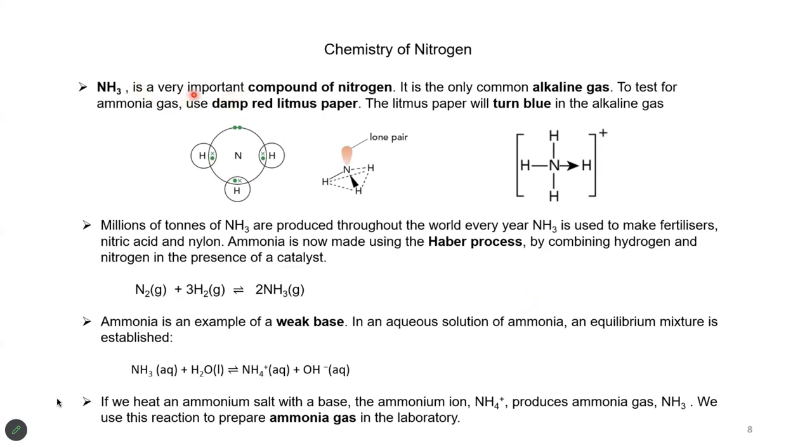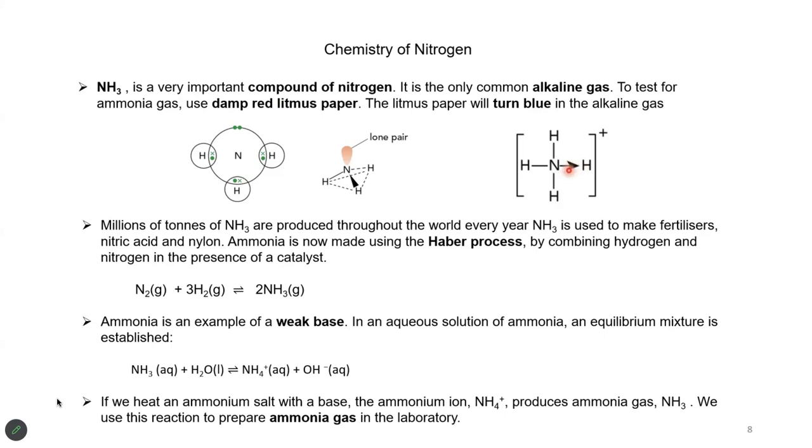Ammonia, I said, is a very important compound. It is the only common alkaline gas. Here is the dot and cross diagram of ammonia. That is nitrogen-hydrogen covalent bond, nitrogen-hydrogen covalent bond, nitrogen-hydrogen covalent bond, and a lone pair of electrons here. We did talk about dative bonding. You see, this is ammonia, and we have a lone pair here.